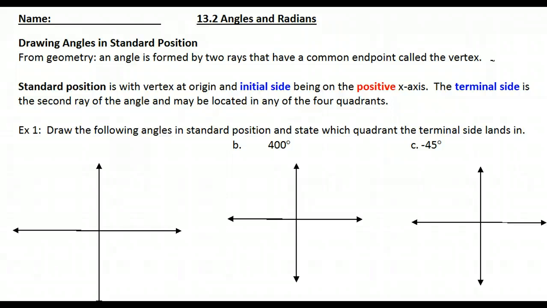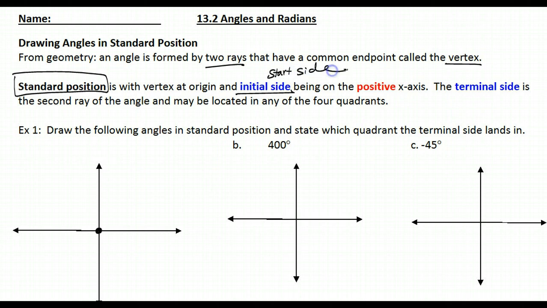So first of all, we're going to start by drawing some angles, and remember, an angle is formed by two rays that have a common endpoint called a vertex. And here's what I do with my rays. One of them is going to start on the positive x-axis, and the other one is going to go somewhere into one of the quadrants, and this is called standard position. So standard position happens when the vertex is at the origin. The initial side, which is the starting side, is on the positive x-axis. They mean right here. So that is always where the initial side is going to go for the angle you're drawing.